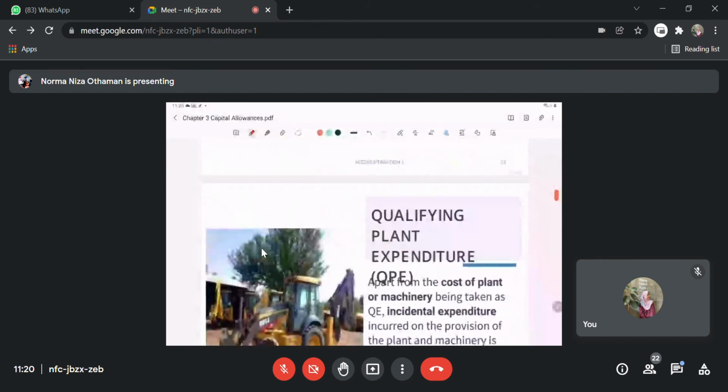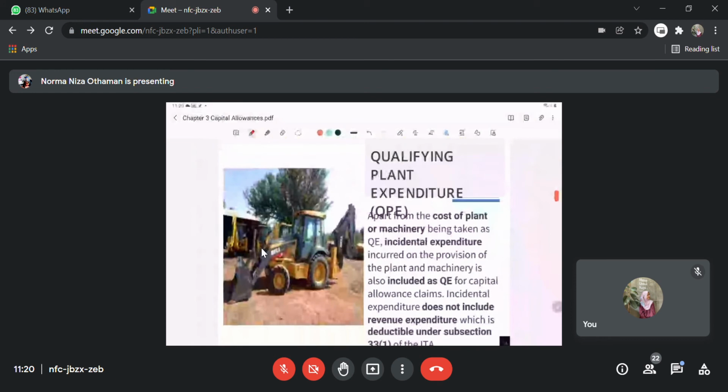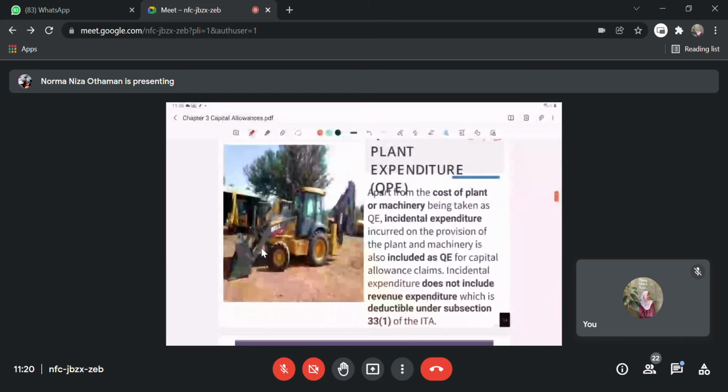Okay, so kita nak tengok the first item which is yang kita mention tadi sebagai QPE, Qualifying Plant Expenditure. So kat sini dia bagi under section 33 clause 1 Income Tax Act ni dia bagi definition. So from this definition we will compute the QPE. So dia kata kat sini is apart from cost of plant. Maksudnya harga ataupun the cost. Bila you beli that particular machine, the cost is the QPE.